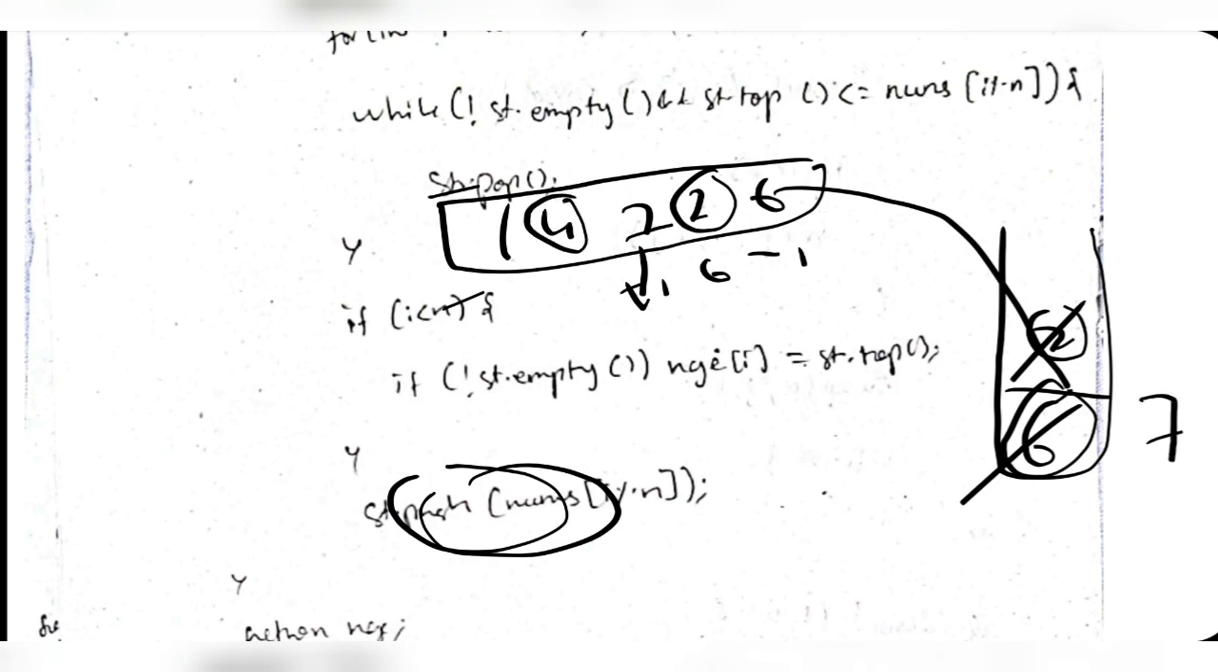After that we'll come to 4. We'll check if there is any lesser element than 4. There is no lesser element, so we'll store 7 as the next greater element, and after that we'll store 4 here, and after that for 1 we'll check which is the next greater element present here.